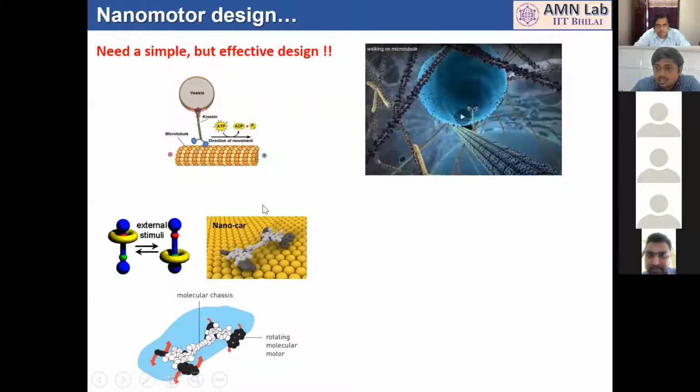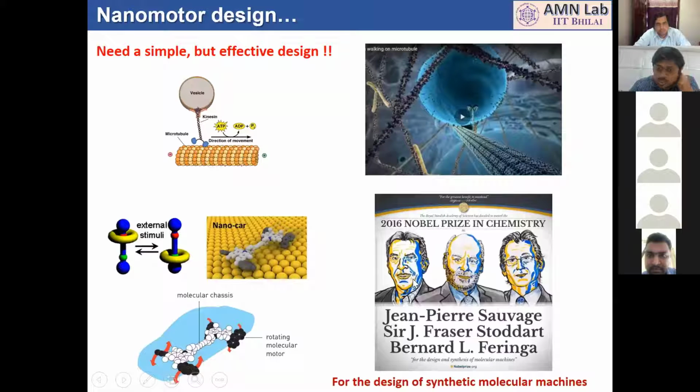chemists. They used this alternative site-specific mechanism technology to design nanoscale moving devices or machines like a nanocar and a moving shaft. And this idea was so brilliant that they got the 2016 Nobel Prize in Chemistry.